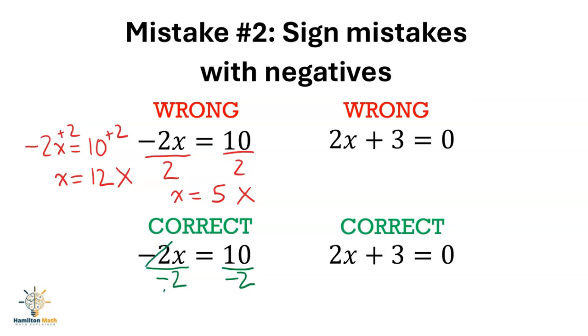The negative 2 cancels out with the negative 2 and leaves you with x equals 10 over negative 2, which is negative 5. That is the correct answer for that situation. Now, why is the situation on the left up above wrong?